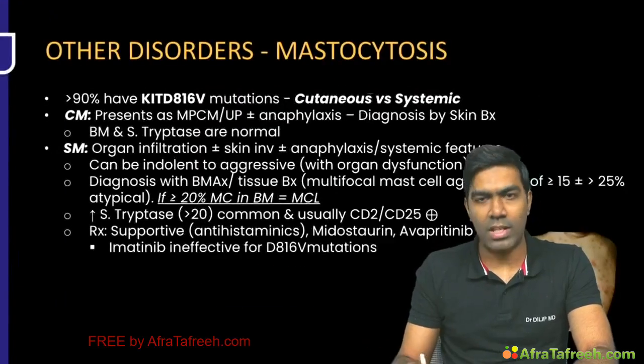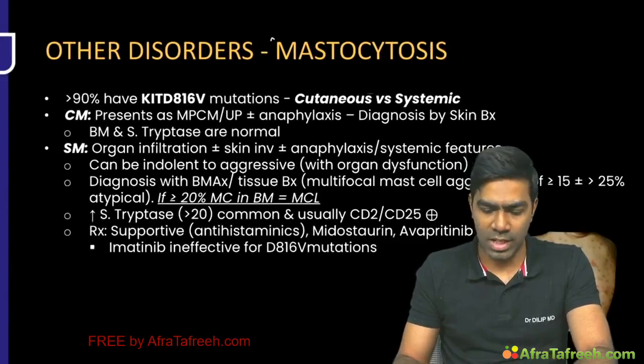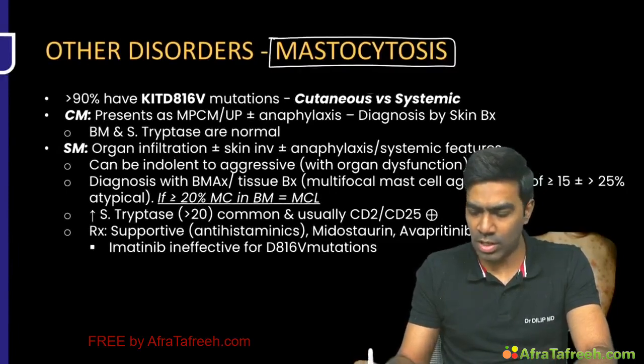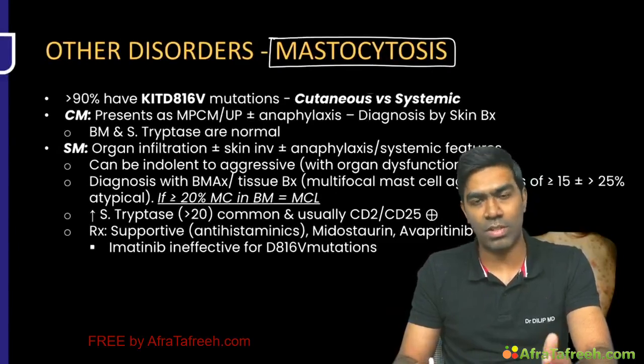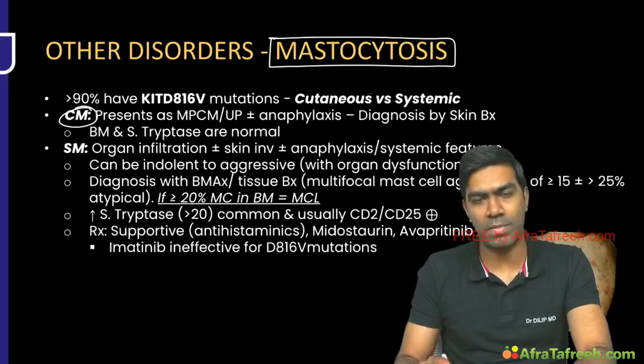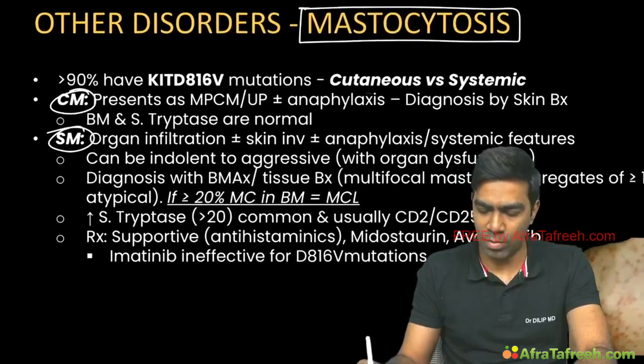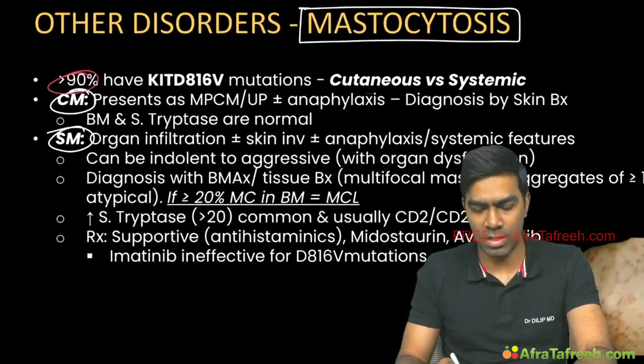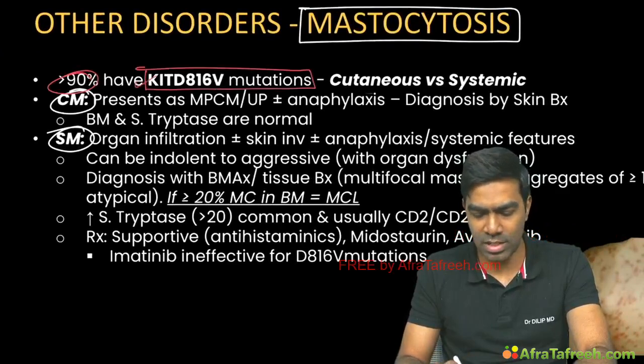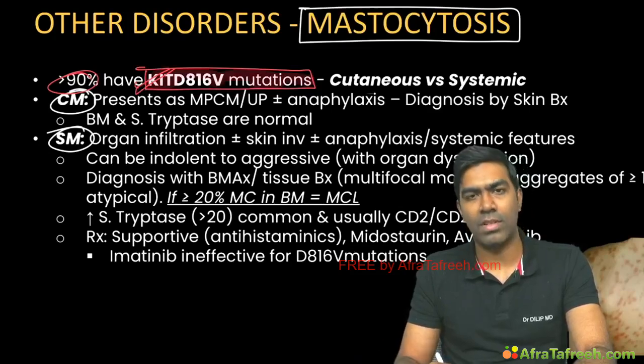Now coming to other myeloproliferative neoplasms. In that, in exams, they might ask about something called mastocytosis. Mastocytosis is of two types. One is called cutaneous mastocytosis. Second is called systemic mastocytosis. And whatever may be the case, more than 90% of mastocytosis patients tend to have the characteristic KIT D816V mutations, which is something that I have described at the very beginning of the chapter itself.